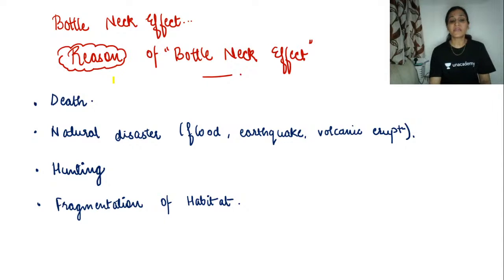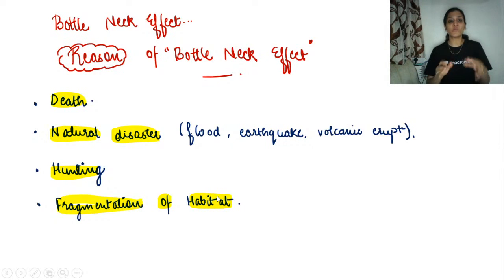Now, the reason for the bottleneck effect is death, natural disaster, hunting, and fragmentation of habitat. All these things are very random. They are not specific. A natural disaster won't see that it needs to affect this area. Randomly it will happen. Hunters and predators are not going to hunt selectively. They are going to do it in a very random manner.